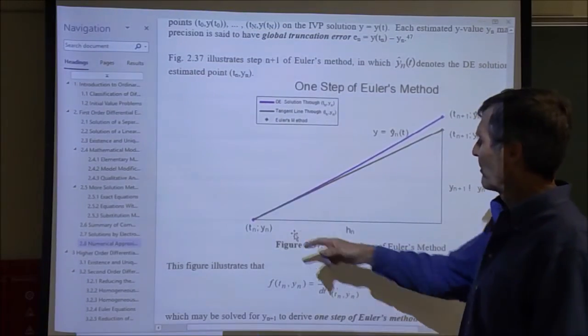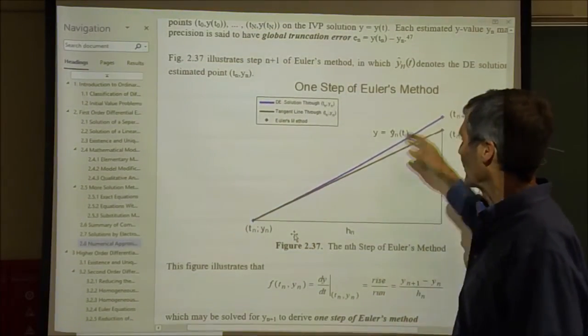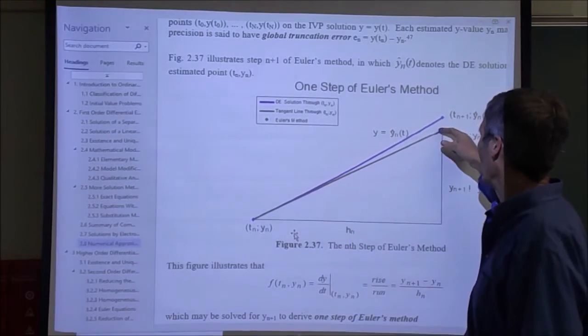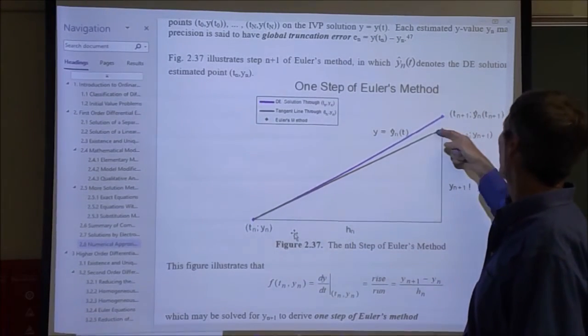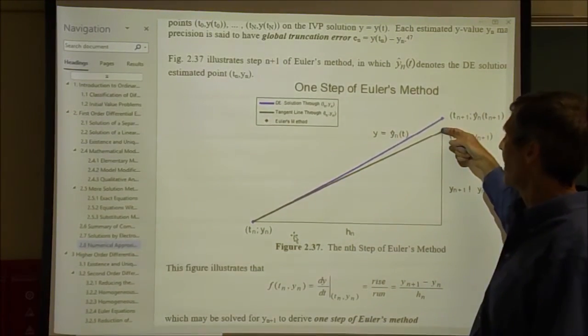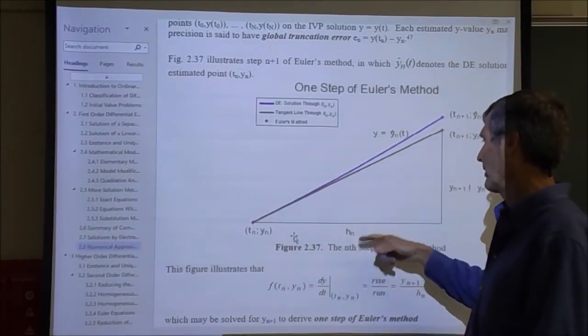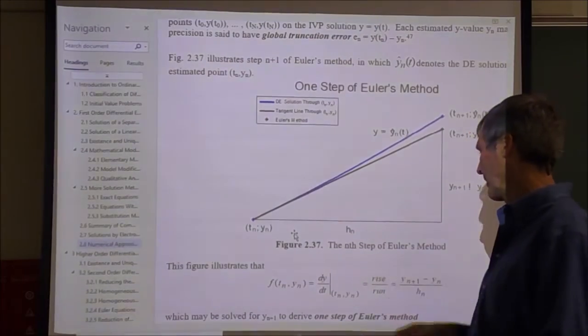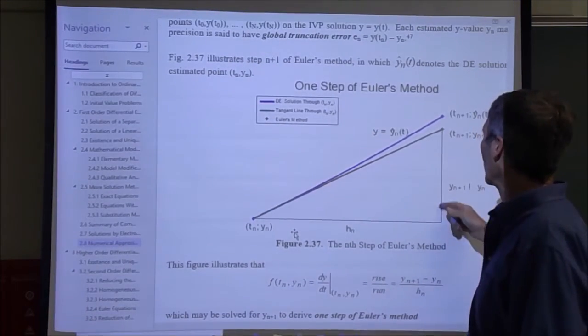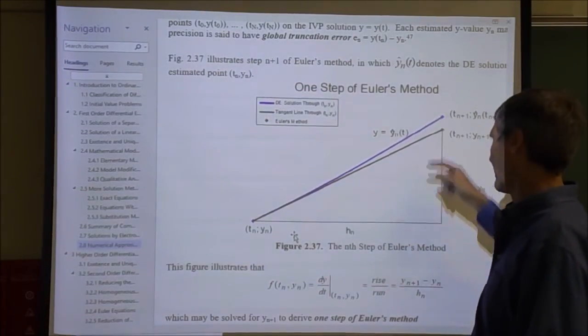So here's one step of Euler's method. Here's the actual solution curve. You instead take the tangent line and go to this point and say t_{n+1}, y_{n+1} is approximately a point on the solution curve. When I take a step aside h_n, or delta t_n as the book would call it, I go up this high, estimating this point on the curve.